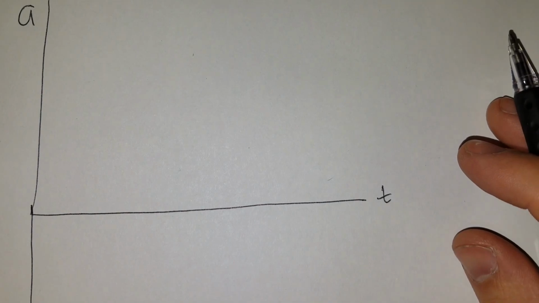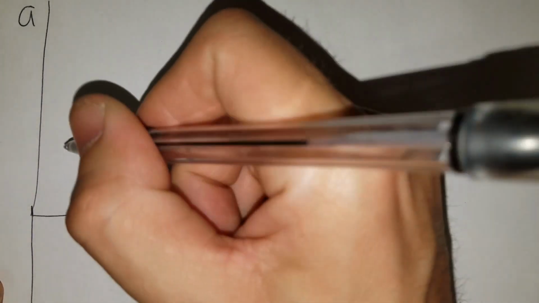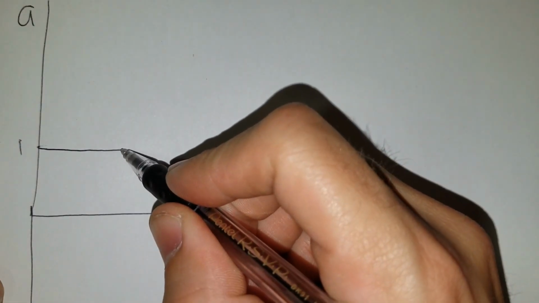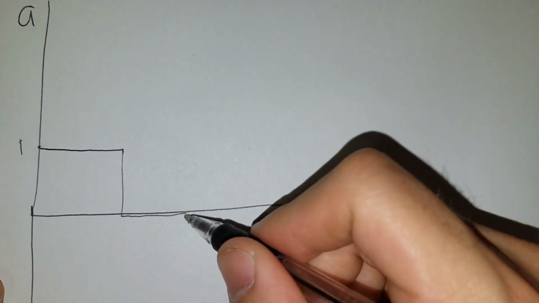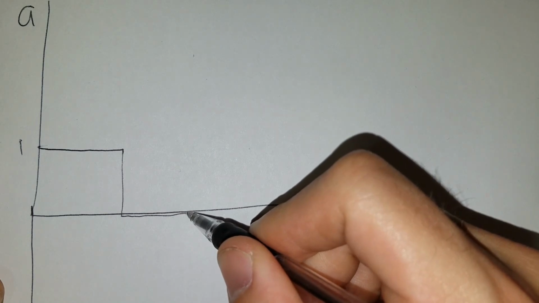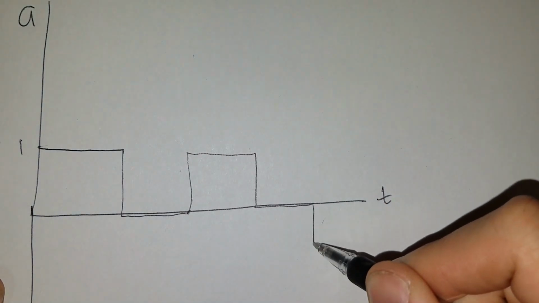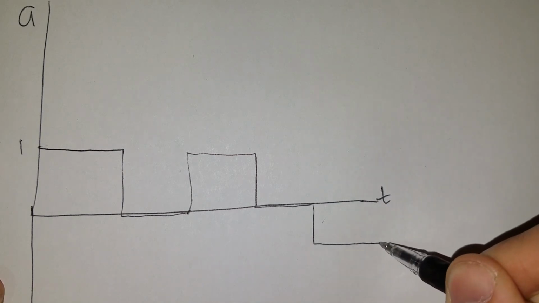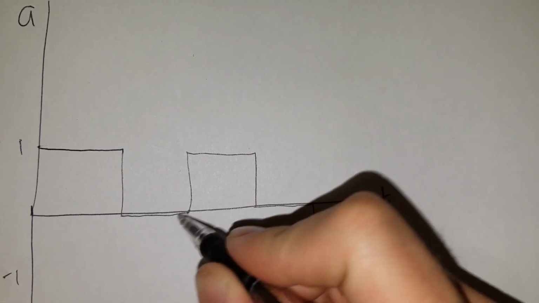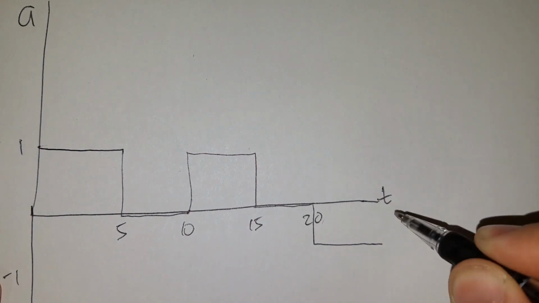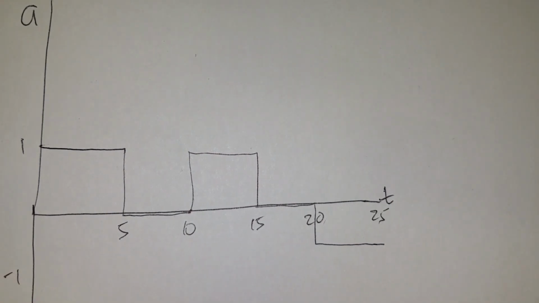So let's take a look and see what we got. I'm just going to make something up here. Let's say it has constant acceleration here. Let's say that's 1. And then let's say we go down to 0, and then maybe we go back up, and then we go down to 0 and then below, to -1. Let's say this is 5 seconds, 10 seconds, 15 seconds, 20 seconds, 25 seconds. All right, so say we get a graph like this.